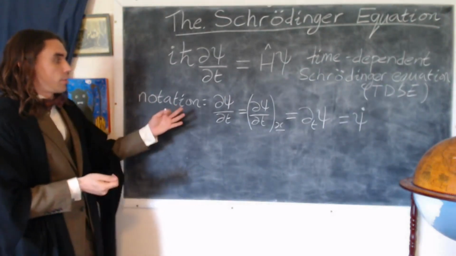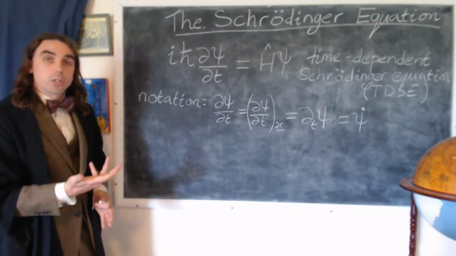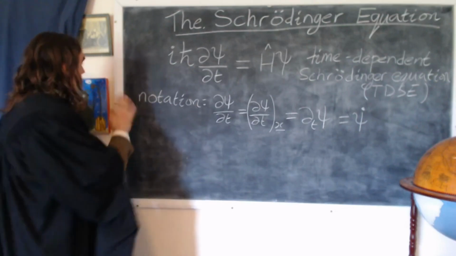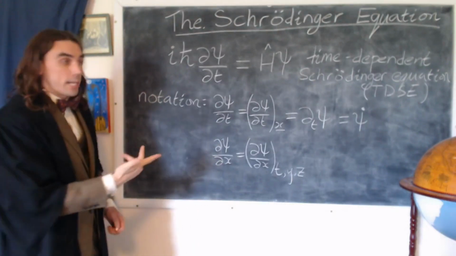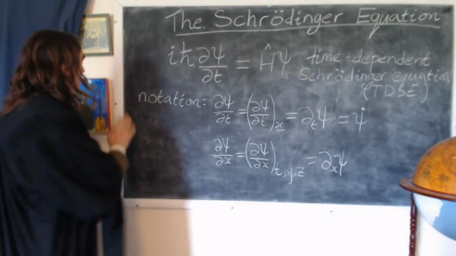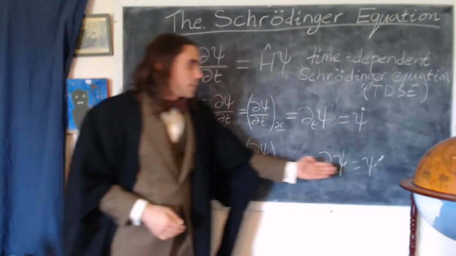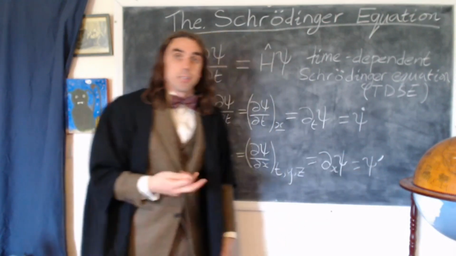Similarly, a partial derivative with respect to x implies that we're holding the other variables constant, so time, y, and z, which can again be abbreviated just partial subscript x acting on psi, and sometimes we'll write this as psi prime, where this last notation will only really be used in one dimension, where it's unambiguously a derivative with respect to x.